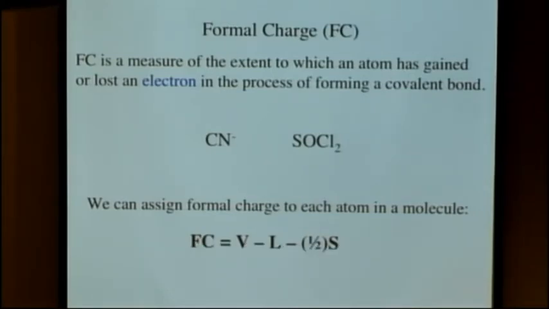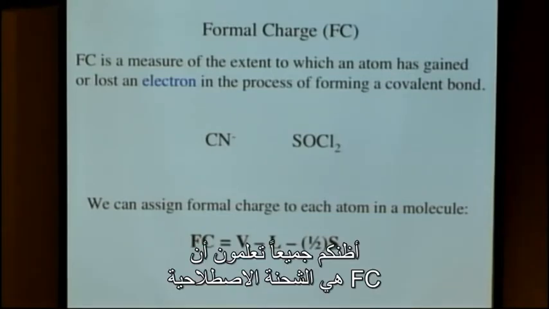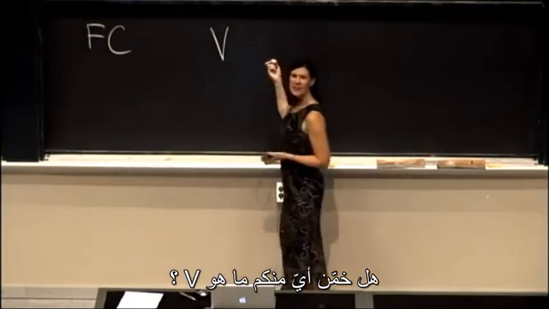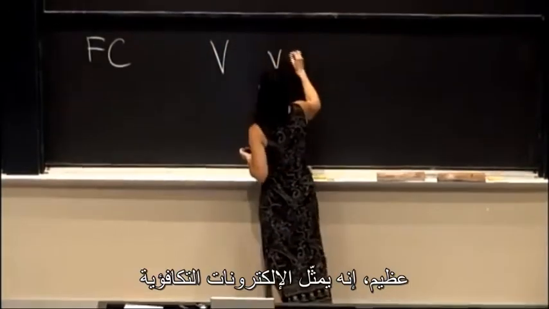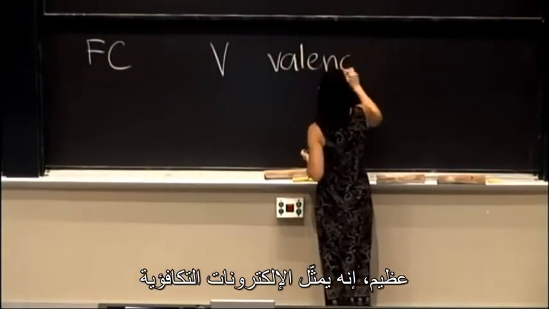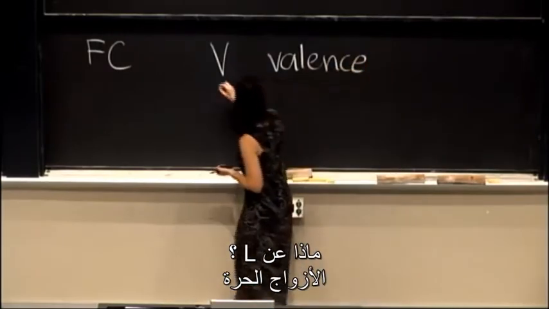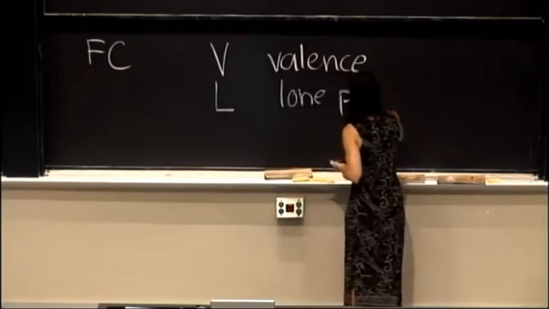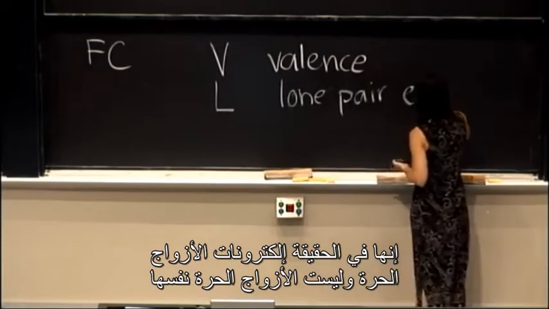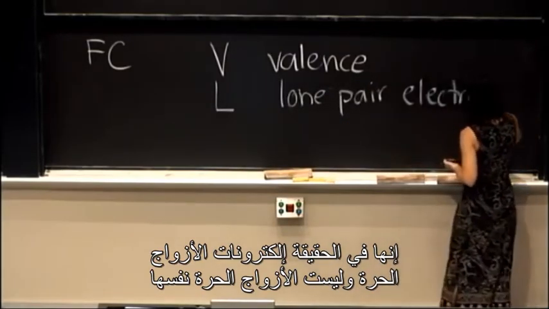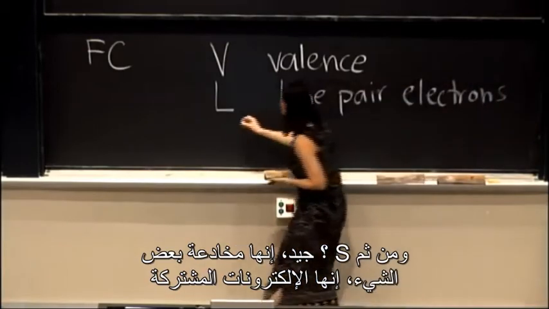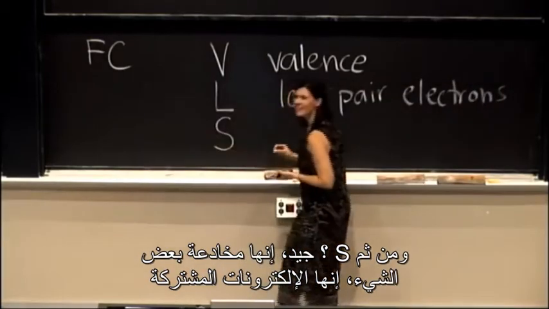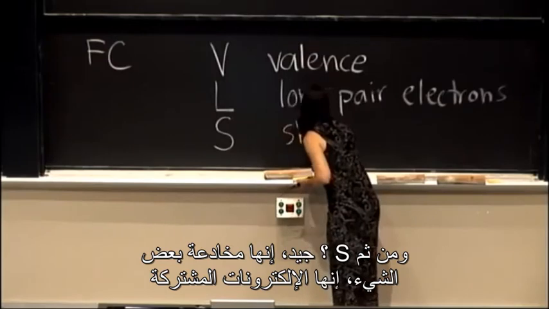So FC, I think you all know, is formal charge. Does anyone have a guess for V? Everyone has a guess. Great. Valence electrons. What about L? Lone pairs. So lone pair electrons, actually, not lone pairs themselves. And then S. Good, that's the tricky one. Shared electrons.